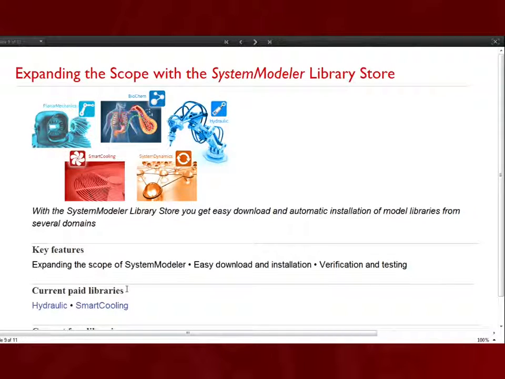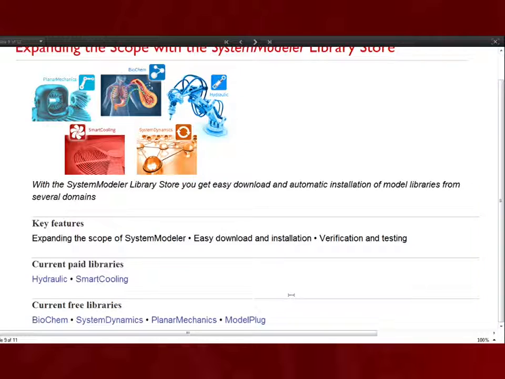This is available as a paid library from our library store, as is the hydraulic library, where you can add that functionality to your SystemModeler models by buying those. But there are also some free libraries available, like the model plug, which I will be showing later on. And the idea is that we will be adding libraries as we go by, so in between releases, you can see added functionality.